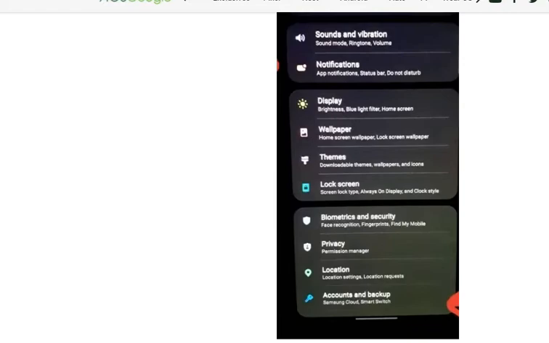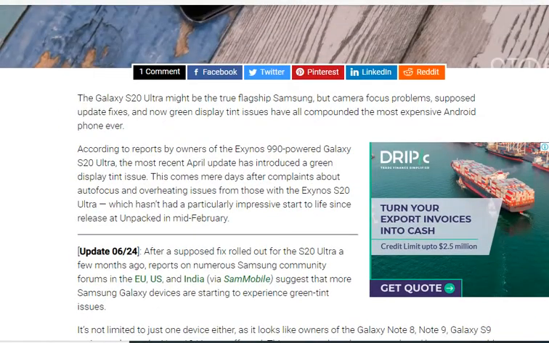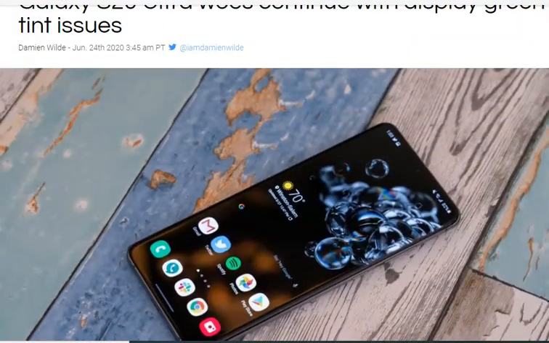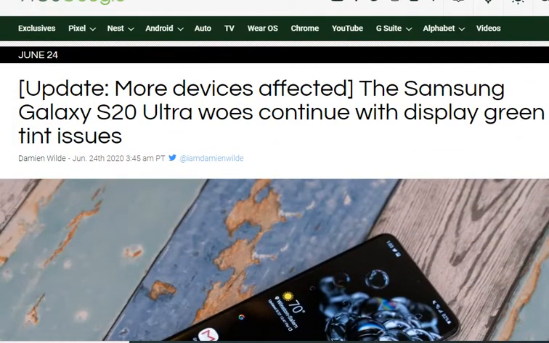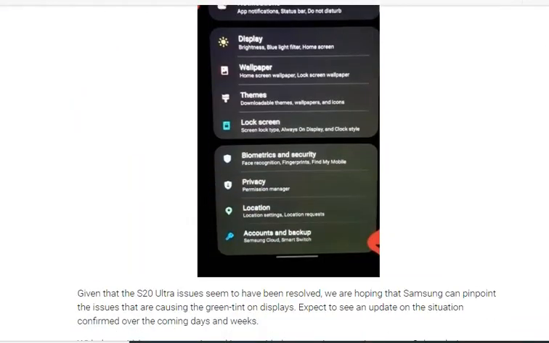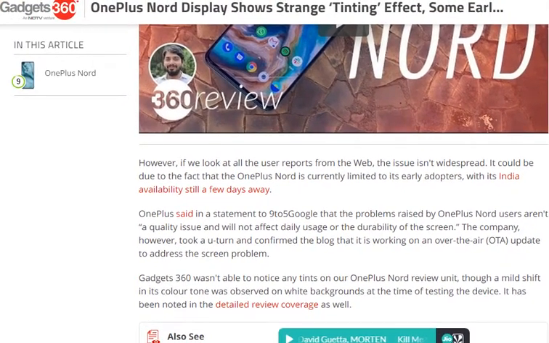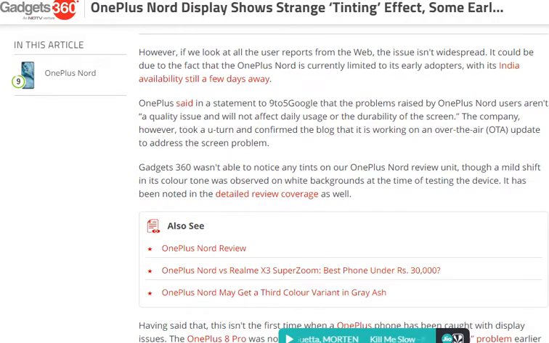I will also show you this. This is from the 9to5Google website, and you can see even here they have mentioned that even the Samsung Galaxy S20 had this issue even after being such a high priced phone. So quite a lot of companies are manufacturing phones and not really paying attention to this issue.